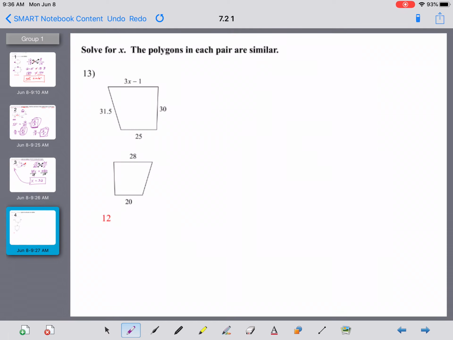And really, number 13 through 16 are going to work similarly. Now, the one thing that was interesting, I thought, about these last 4 problems, they are telling us now, I should have said this first, that the polygons in each pair are similar. Okay, they should have said that initially. But what I want you to notice here is that the orientation of these two figures is different.